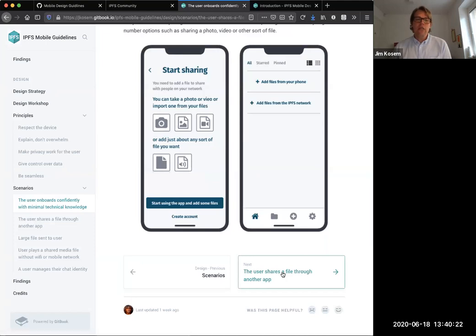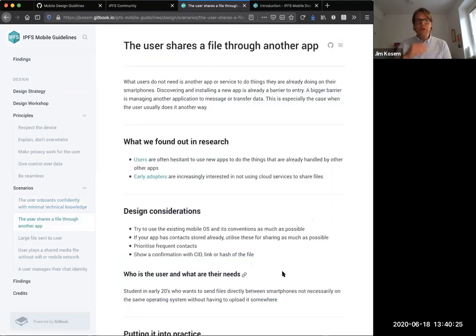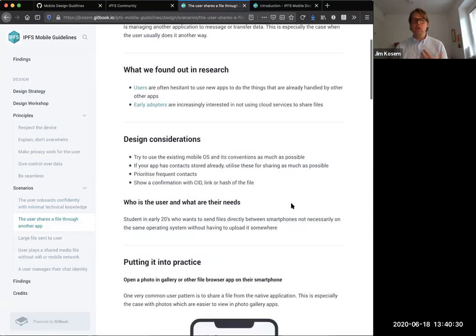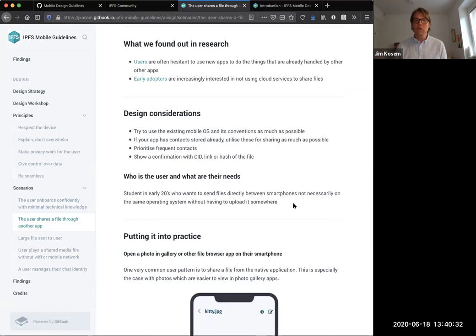And then the second scenario is the user shares a file through another app. Again, who the user is: let's say a student in their early 20s. These are generic user personas, and they want to send files, because that's what a lot of people do. That's people's understanding when you talk to them. When we ask users, potential users, and early adopters what their understanding of P2P is, they say, oh, that means I can get a file or data from one computer to another directly, which is exactly what it is, pretty much.